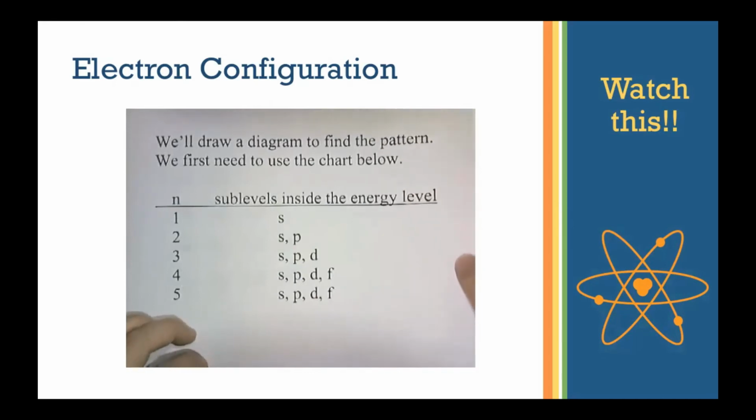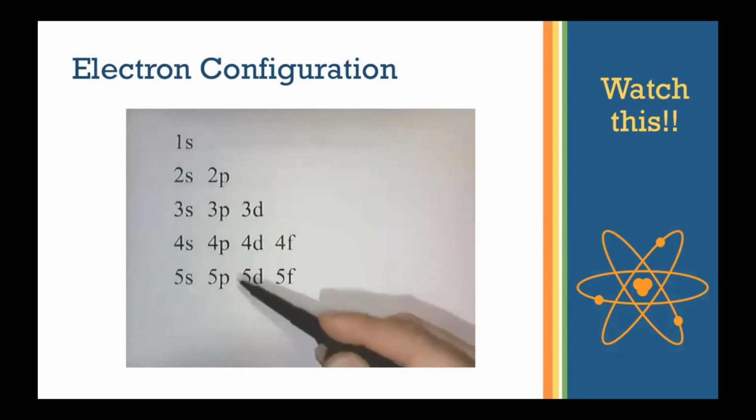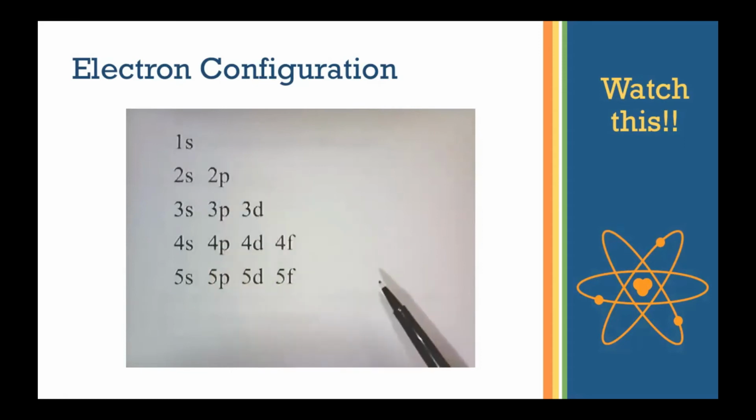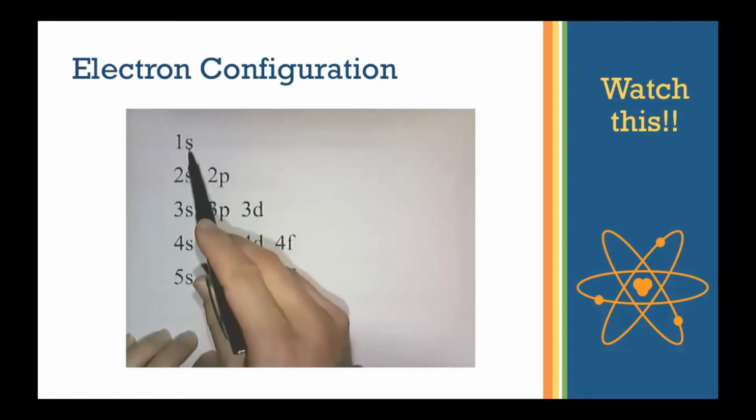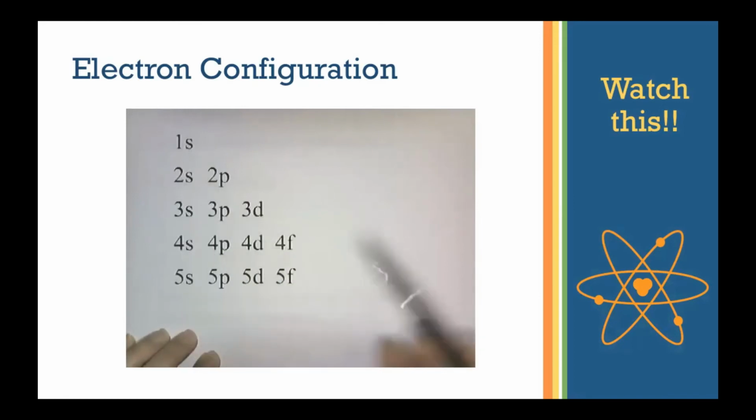All right, so I'm going to draw a diagram based on this information right here. This just shows the energy levels and the sublevels that are in each energy level. The first energy level has an S, the second has an S and a P, the third has S, P, and D, the fourth has S, P, D, and F, and after that, for all the rest we just write S, P, D, and F. So the fifth has S, P, D, and F.